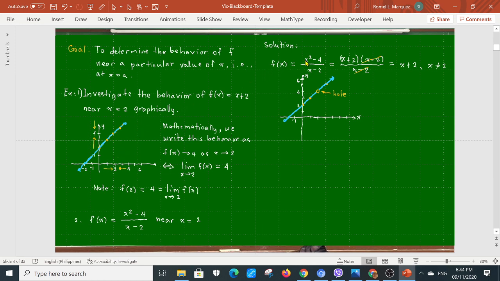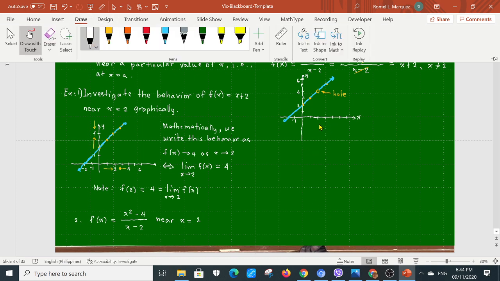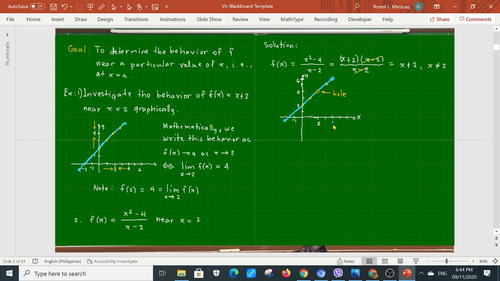Although the second function's graph is also a straight line, there is a part in the straight line where it is open. So it's like a street where there is a crater or a hole, no? So that is a problem. So this is x equals 2. This is 4 and this is 6. This is where we are interested.